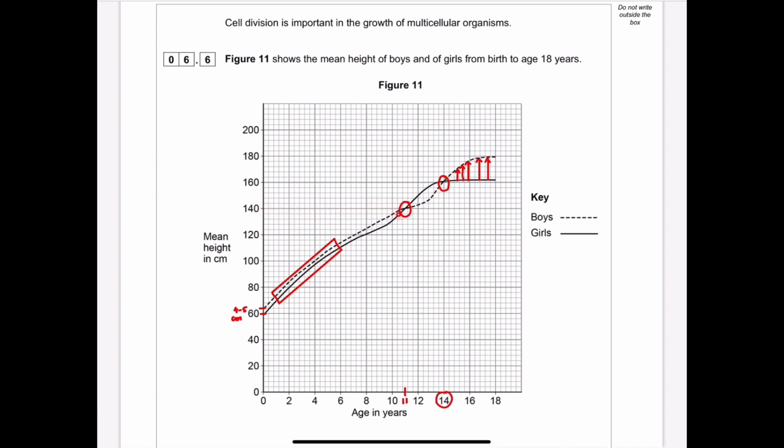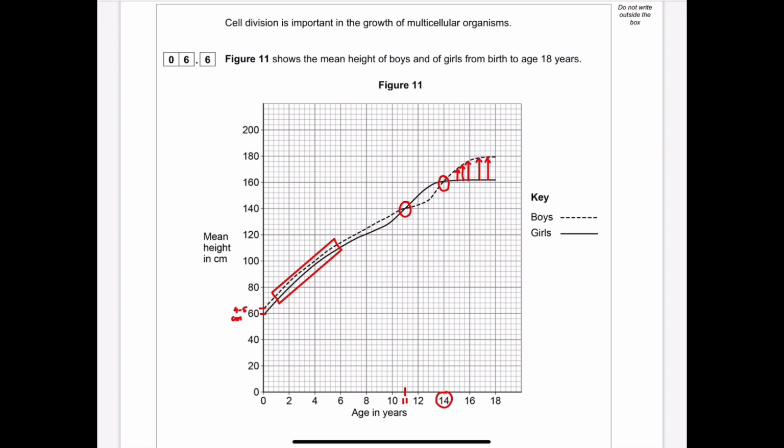After that, we can see that the height of the girls is increasing, whereas the height of the boys is also increasing, but not at the same rate. At the age of 14 years, the boys and girls have the same height, 160 centimeter. We can see both graphs meet each other at this point. Then after that, the height of the girls is not increasing anymore, but the height of the boys keeps increasing, from 5 to 18 centimeter up to the age of 18.